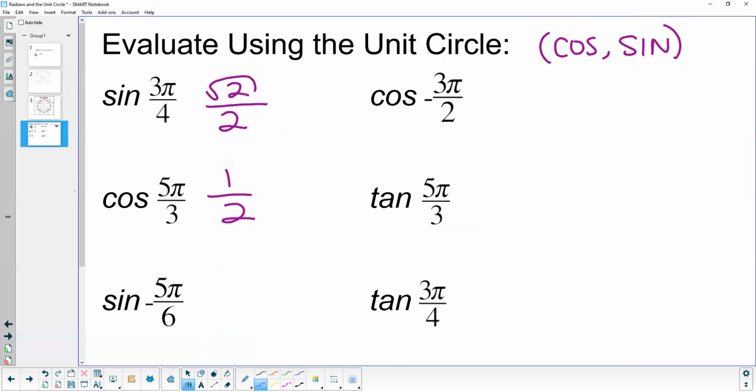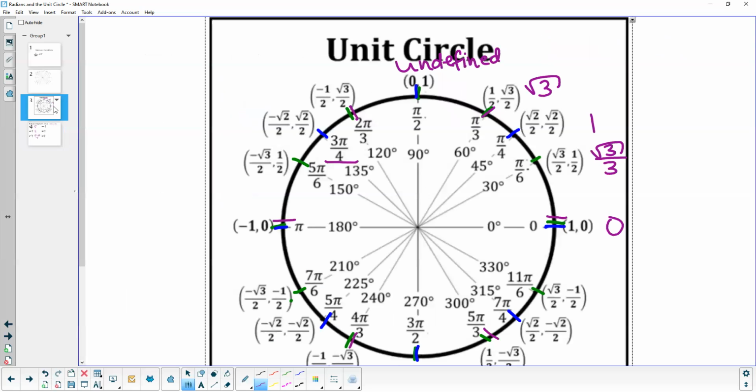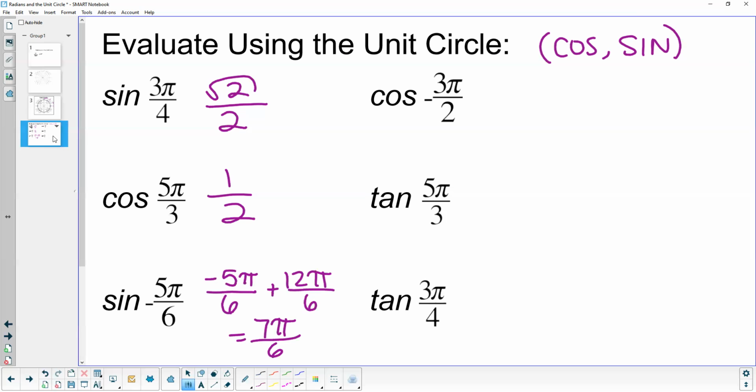Now, when it comes to the negative radians, what we want to do is find that coterminal angle, the one that's in the same place as that one. We talked about how we can find positive or negative coterminal angles by adding to the numerator whatever our denominator is, times 2. So in this case, we've got a negative 5 pi over 6. If I add 12 pi over 6 to that, negative 5 plus 12 is 7 pi over 6. So we want to figure out what the sine at 7 pi over 6 is. So we find 7 pi over 6. The sine value is going to be negative 1/2.